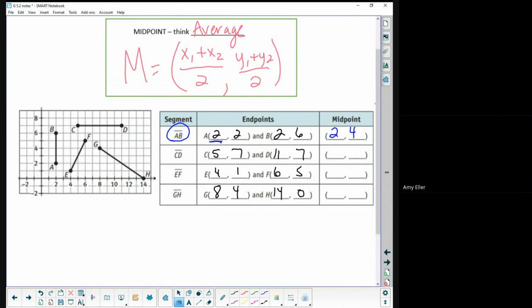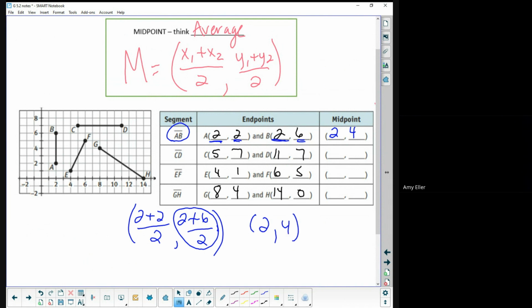So we're going to add the x's and divide by 2. We're going to add the y's, 2 and 6, and divide by 2. We can do this in our head. Let's start with our x's here. 2 plus 2 is 4, divided by 2 is 2. Let's look at our y's here. 2 plus 6 is 8, divided by 2 is 4. It does work.